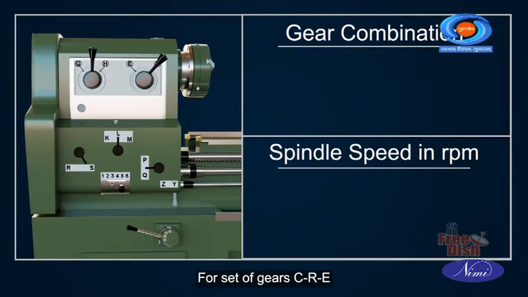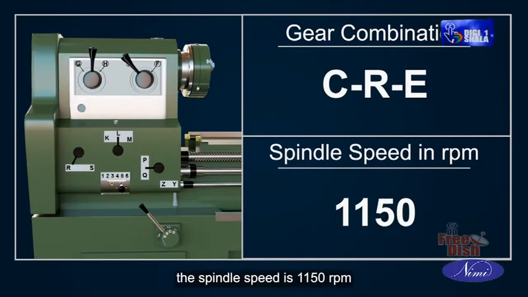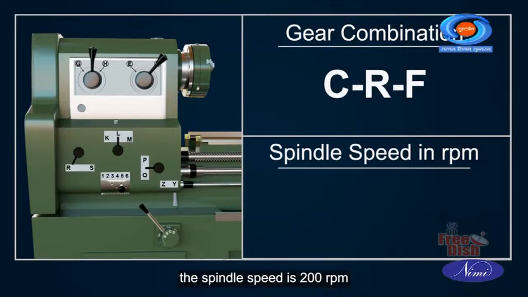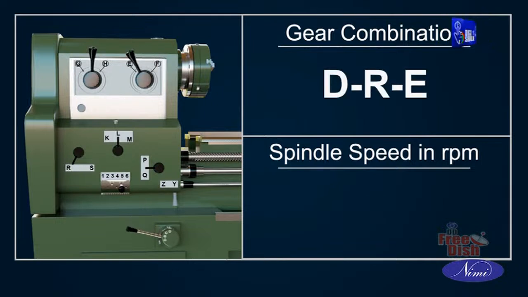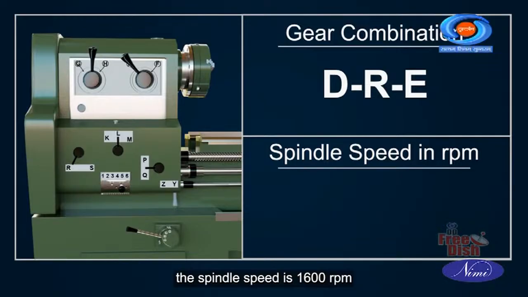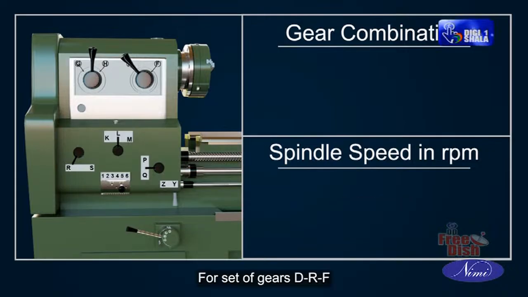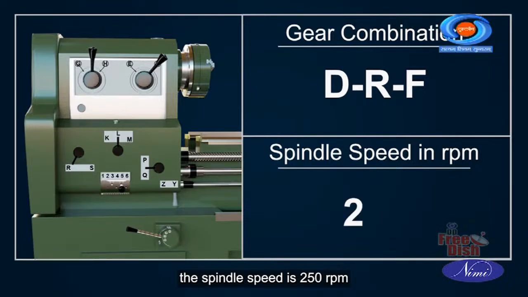For set of gears CRE, the spindle speed is 1150 RPM. For set of gears CRF, the spindle speed is 200 RPM. For set of gears DRE, the spindle speed is 1600 RPM. For set of gears DRF, the spindle speed is 250 RPM.